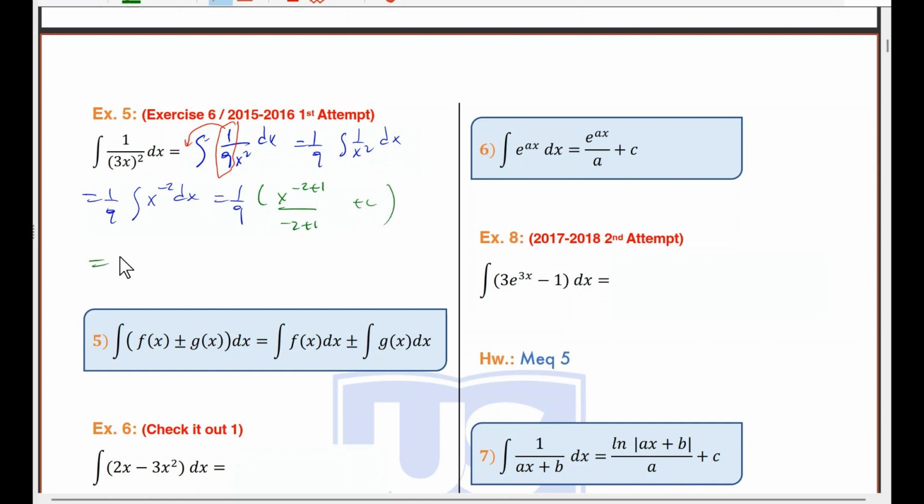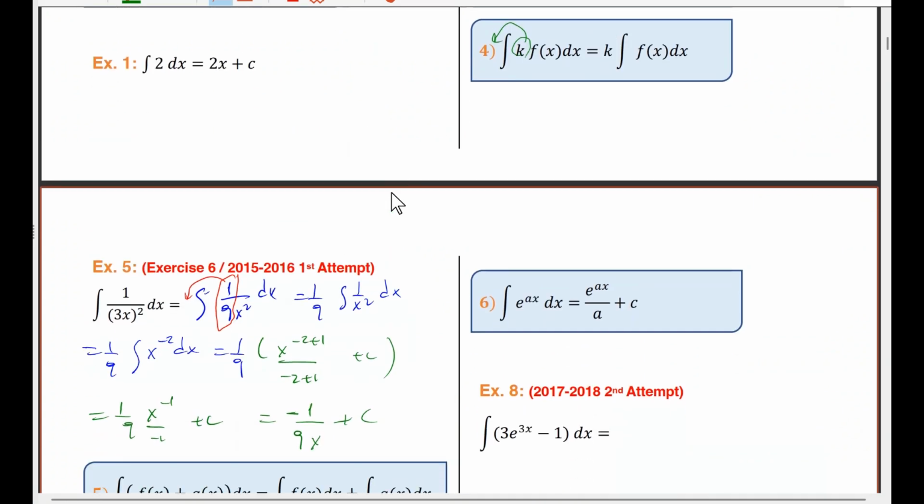Okay, now we have 1 over 9, x to the negative 1 over negative 1 plus c, which is 1 over 9. Since there is a negative power, to make it positive, move it down again, x. I had negative, I want to put this up. It doesn't matter where you put it, either in the numerator or denominator or in front. Plus c, of course. All right, so we are done with the fourth property.